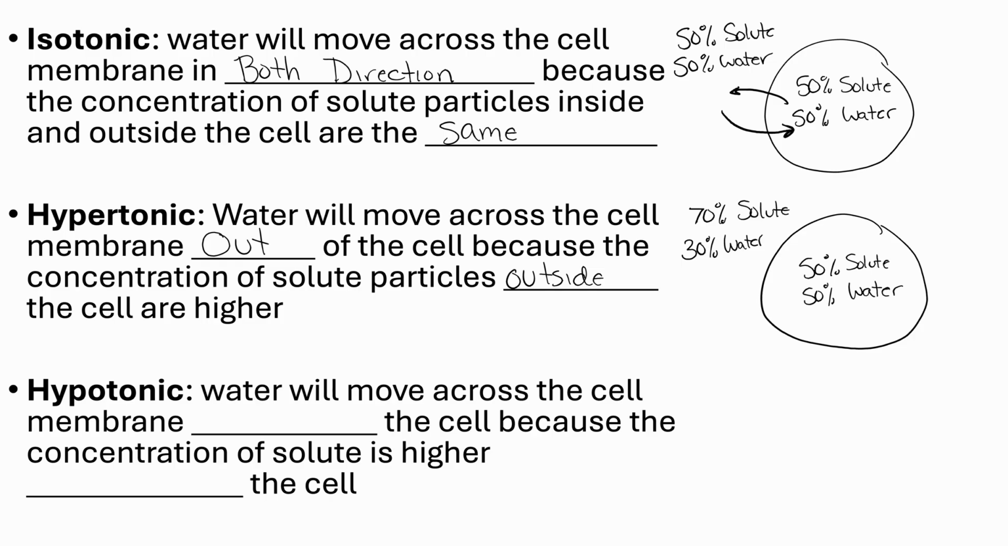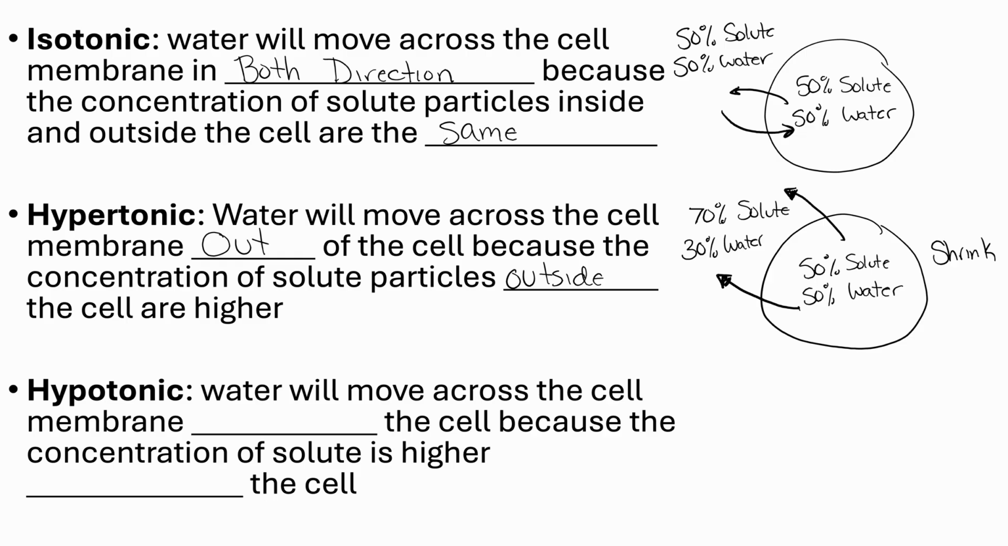So, since the water is higher inside the cell than outside the cell, we're going to see a net movement of the water outside the cell, which is going to cause the cell to shrink and shrivel up. This is how your cells get dehydrated when you don't have enough water outside of your cells compared to inside, and it tries to balance itself out.